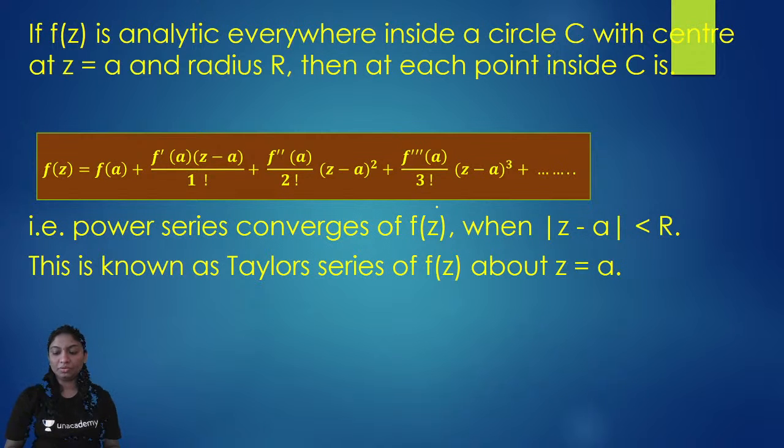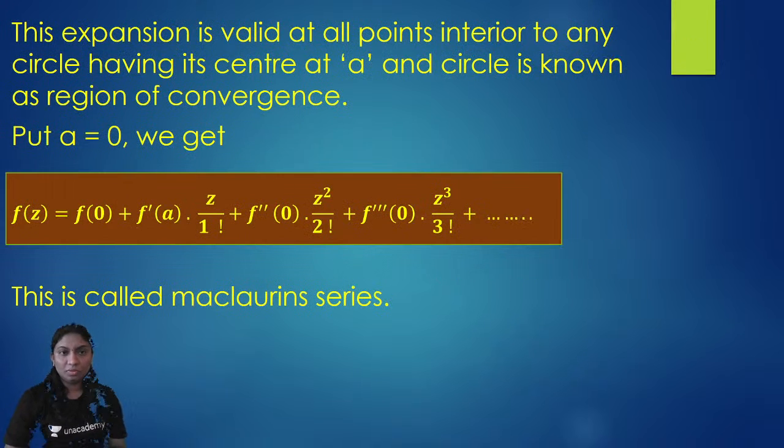Okay. Now see here, the expansion is valid at all the points interior to any circle having its center at a, and this circle is known as the region of convergence.